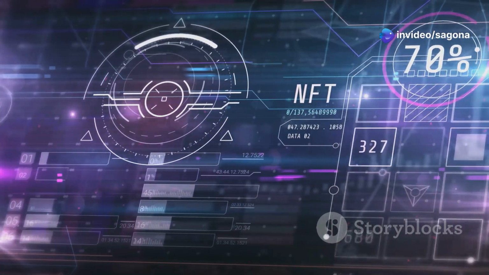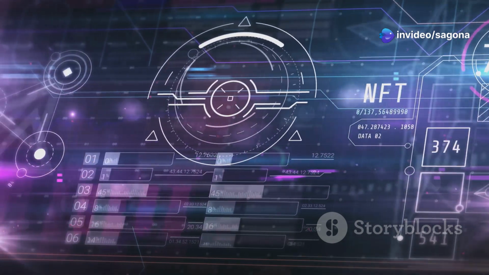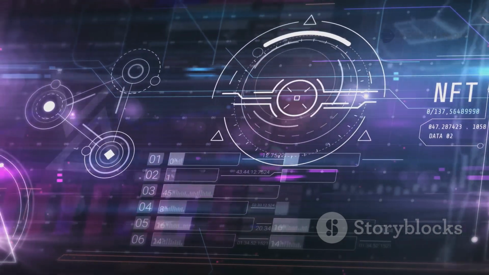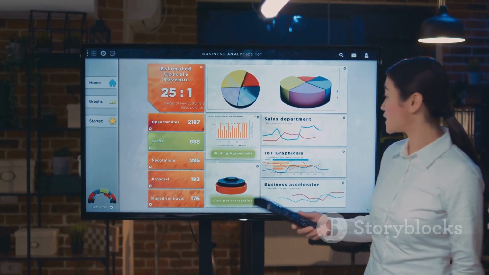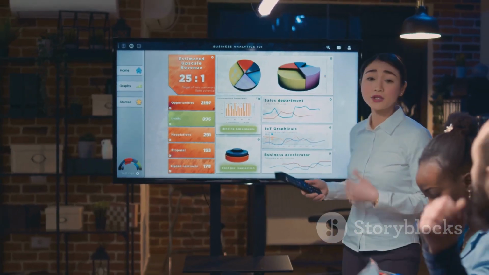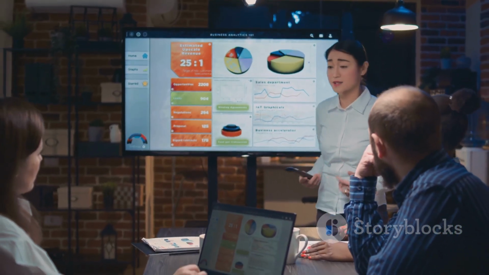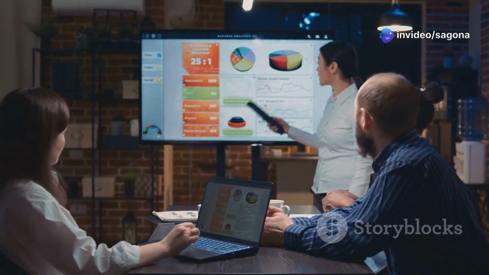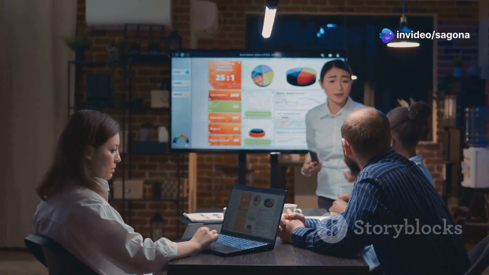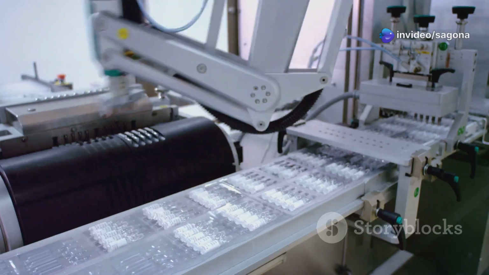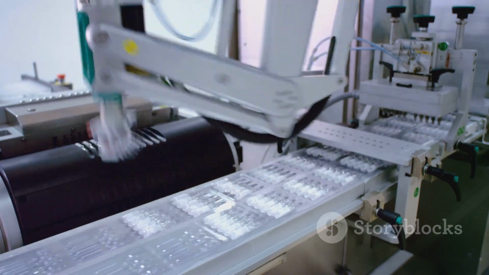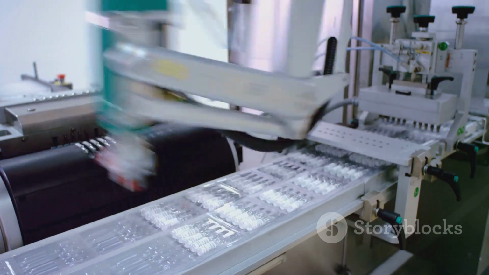With this understanding, the team can then define the design space. This is a key concept in QBD. The design space is the multi-dimensional combination of input variables like material attributes and process parameters. It has been demonstrated to provide assurance of quality. Working within this validated design space means the process will consistently produce a product meeting its QTPP.